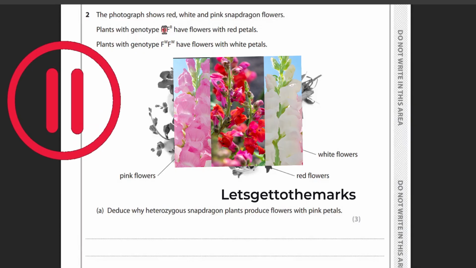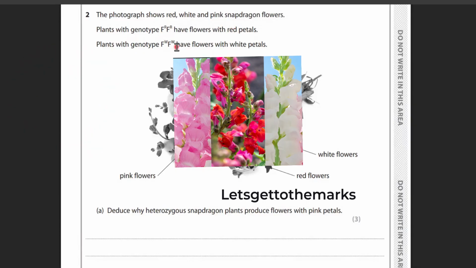The photograph shows the red, white, and pink snapdragon flowers. Plants with genotype FR have flowers with red petals, FW have white petals. We can see the lovely picture here. Deduce why heterozygous snapdragon plants produce flowers with pink petals. So, what do we know from looking at this? You can pause, have a go, 3-point answer. I'm going to explain it now.